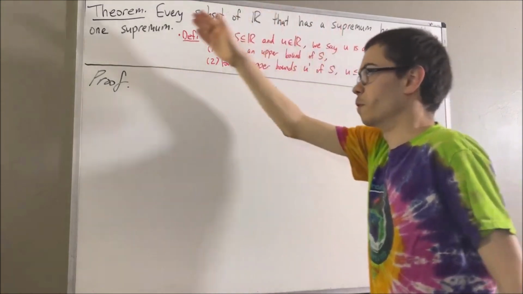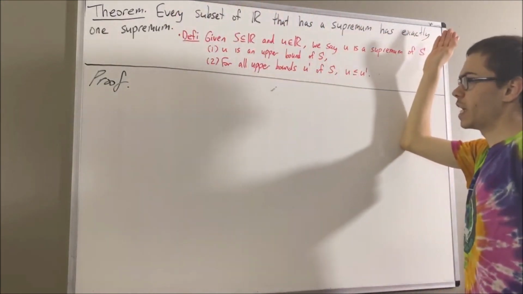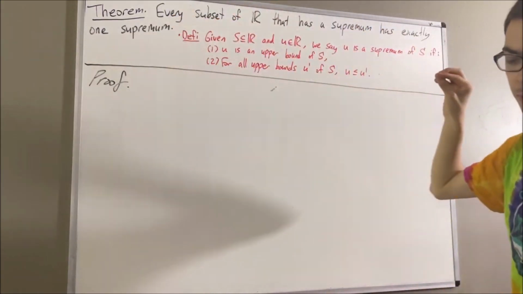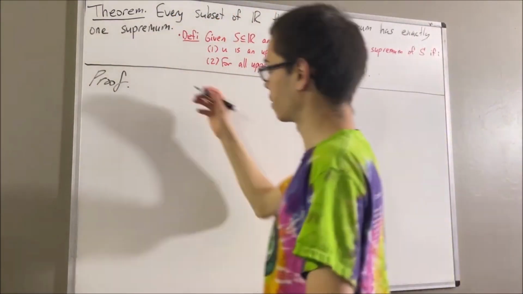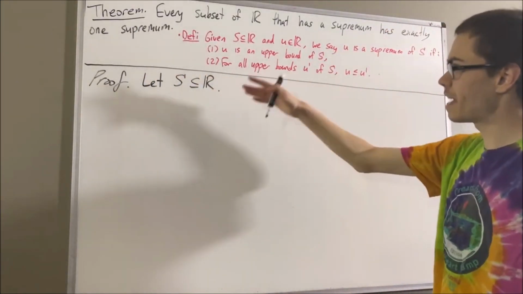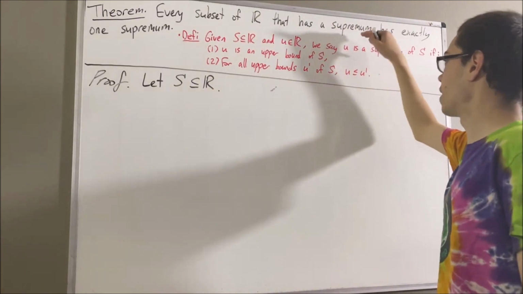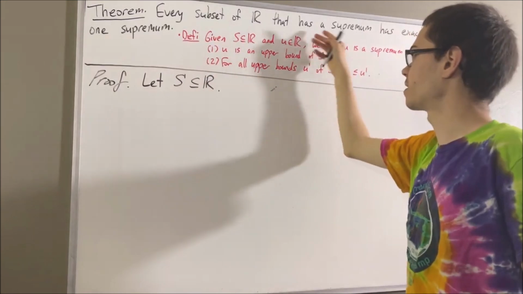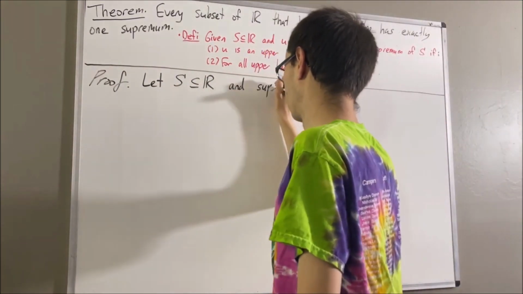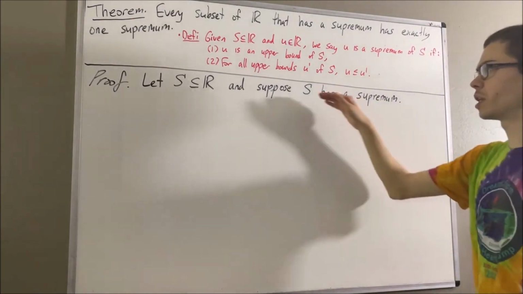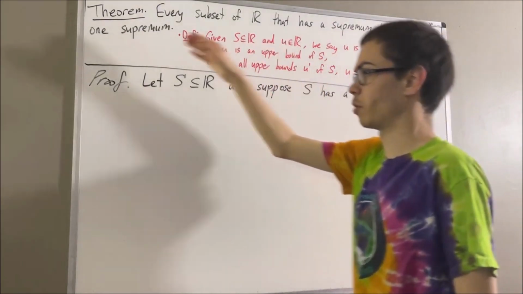Now, we want to prove the theorem. We're trying to prove a statement about every subset of real numbers, so give me an arbitrary subset of real numbers. I'll call it S. From here, we want to prove if S has a supremum, then S has exactly one supremum. So let's suppose that S has a supremum. Our goal now is to show that S has exactly one supremum.